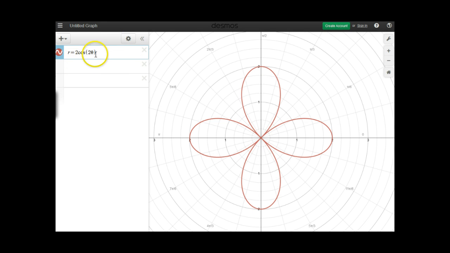I wish we had more time to get into that, but hopefully you will see that. Well, you'll definitely see this again in pre-calculus and then also in calculus. So you can see it makes this beautiful, lovely flower looking thing.